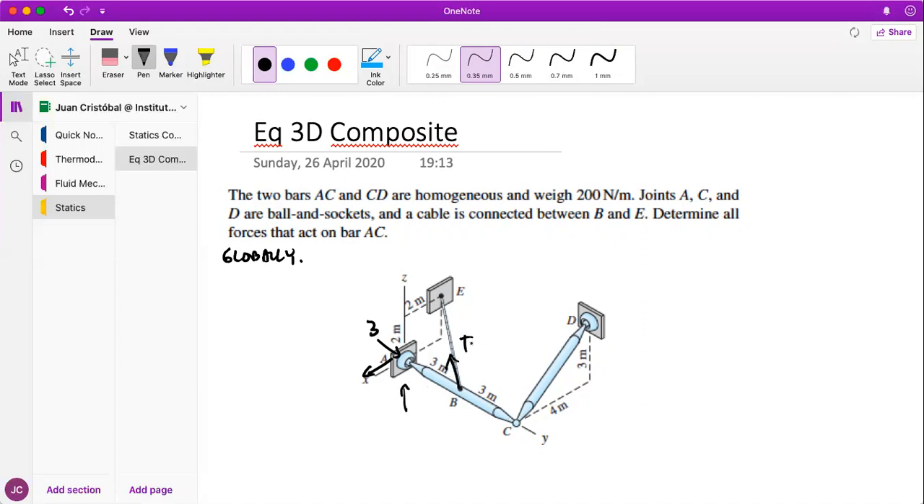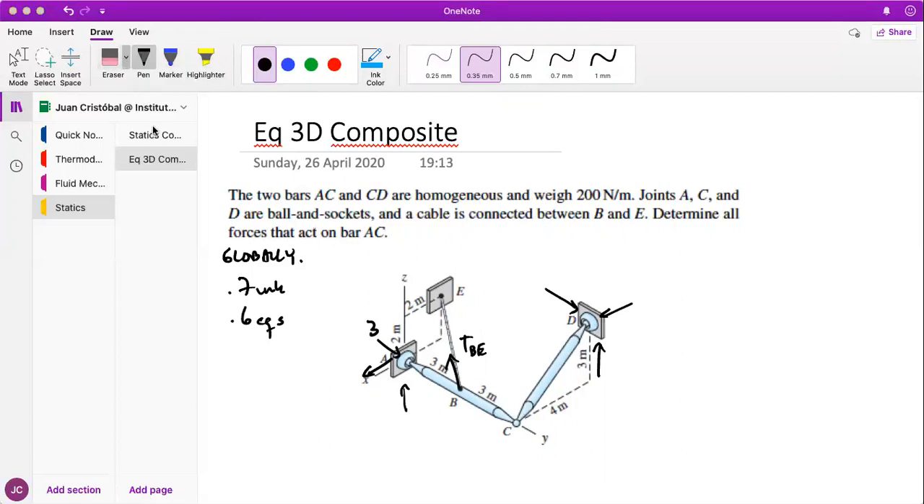You have another one which is called TBE, and you have another one here which is the X, the Y, and DC. So if you have this, you know that you have 7 unknowns with 6 possible equations. So now you know that you cannot solve this. You need to break it apart. So that's what I'm going to do here.